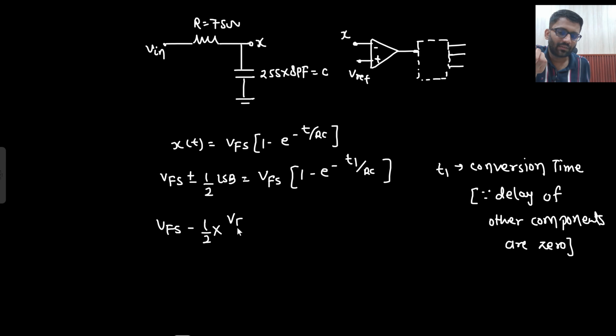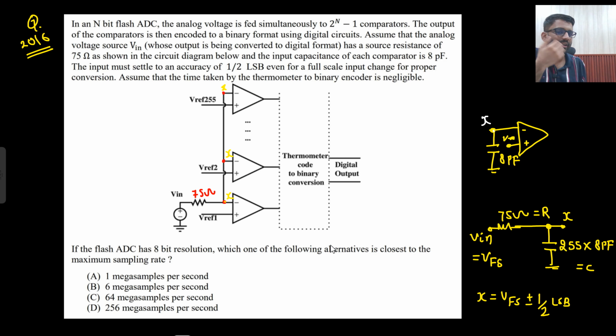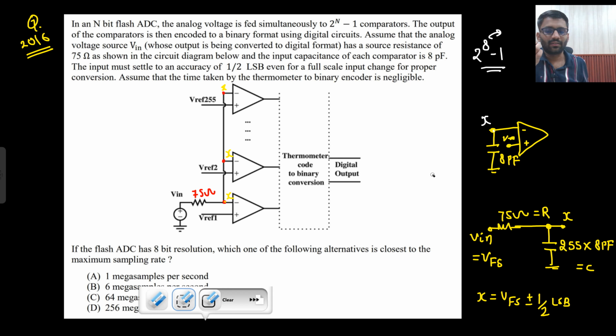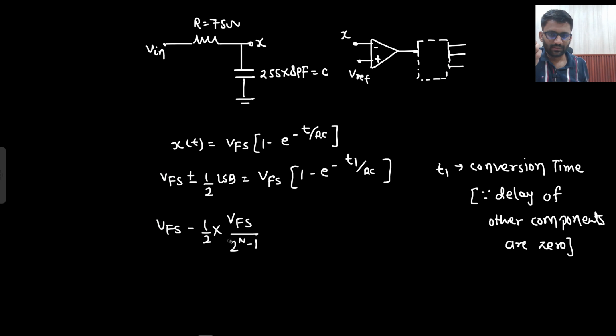And what is your LSB? V full scale divided by 2 to the power n minus 1. How many bits are there? If there are 255 comparators, then how many bits should there be? You could have analyzed this by looking at the output bits, but they are not showing all the output bits. They have only shown 2 bits. It is certainly not a 2-bit flash type ADC. It is an 8-bit flash type ADC. How can you say so? Because there are 255 comparators. The number of comparators is 2 to the power 8 minus 1, so the number of bits is 8. So it is an 8-bit ADC. V full scale (1 minus e to the power minus T1 by RC).